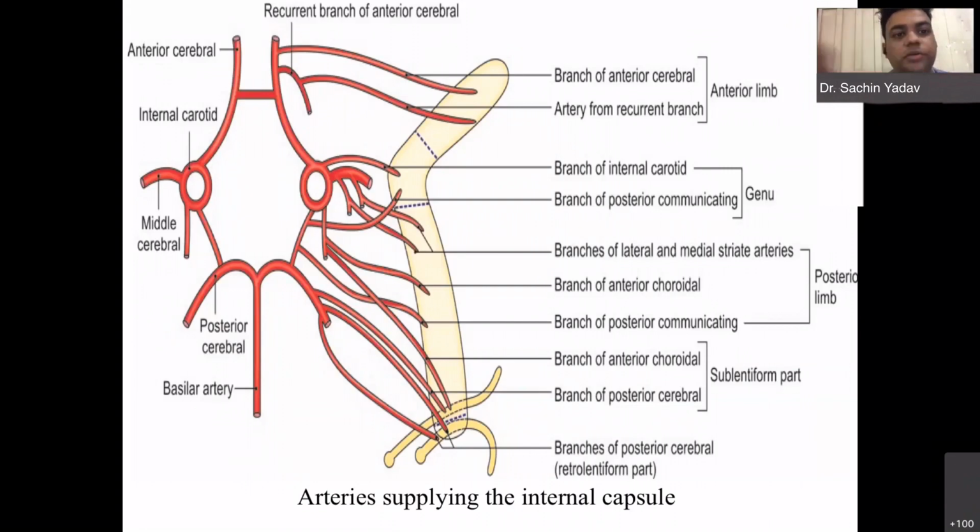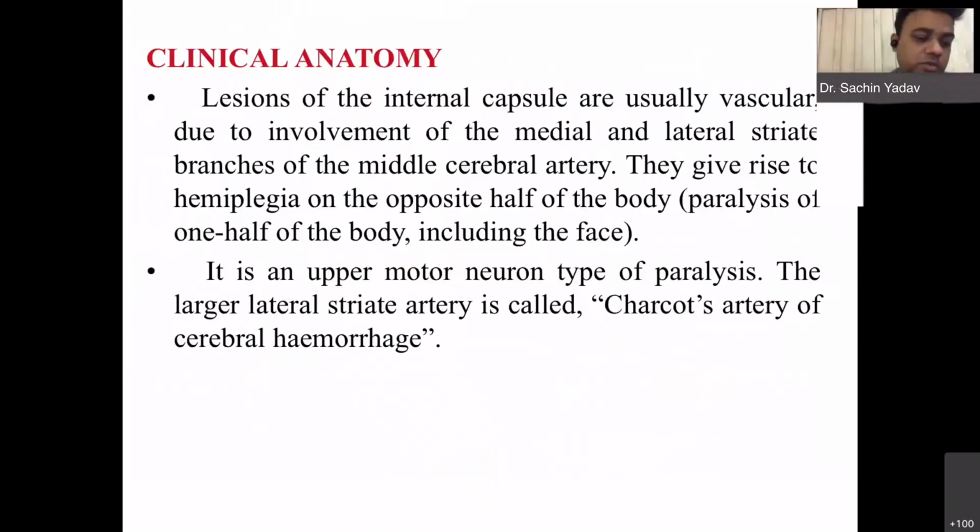Got it? So these are the various parts of the internal capsule supplied by the circle of Willis. Applied aspect: lesions of the internal capsule are usually vascular. Due to involvement of the medial and lateral striate branches of the middle cerebral artery, they give rise to hemiplegia on the opposite half of the body. And it is an upper motor neuron type of paralysis. And the largest lateral striate artery is called, which is very important, the Charcot artery of cerebral hemorrhage.